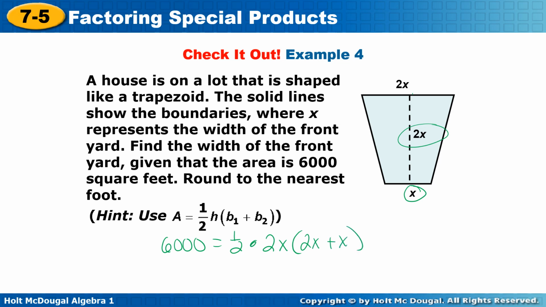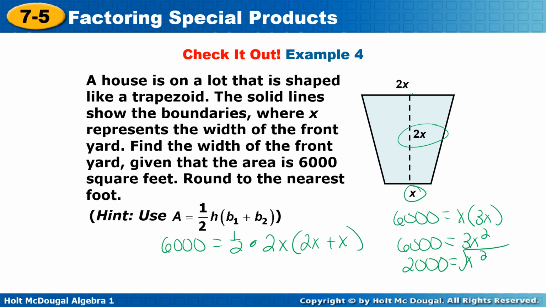Okay, so let's simplify what we can here. We have 6,000 is equal to, well, 1/2 of 2 is just 1, so we can make that x. Inside we have 2x and x, which is 3x. So we have 3x squared is equal to 6,000. If I divide by 3, x squared is 2,000. Now I'm going to take the square root, and I know that the square root of a square is the absolute value, but in this case I'm going to ignore the negatives because we can't have a negative side length. So we're only going to look at the positive answer.